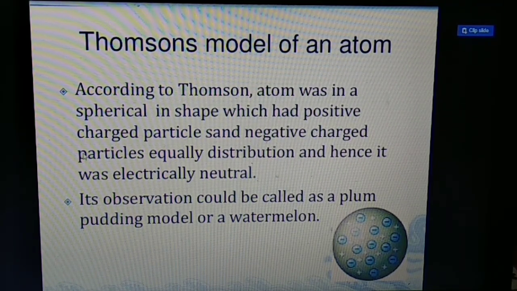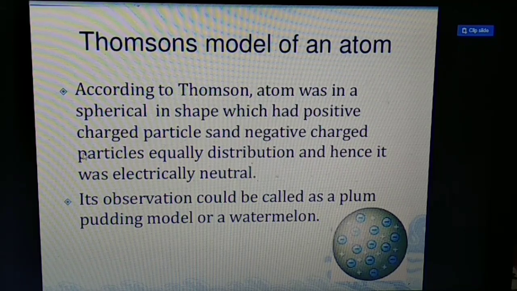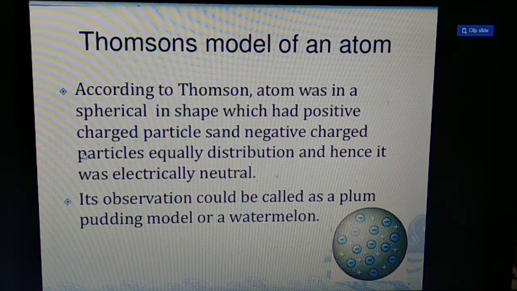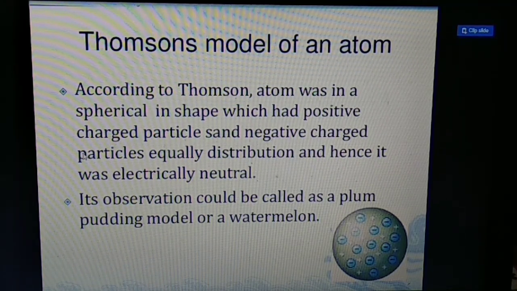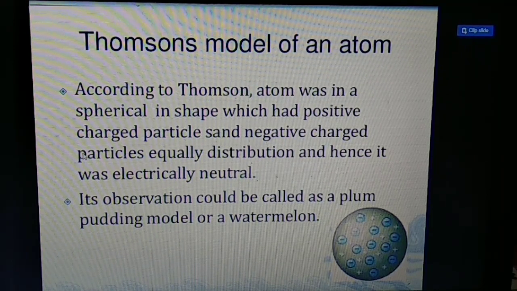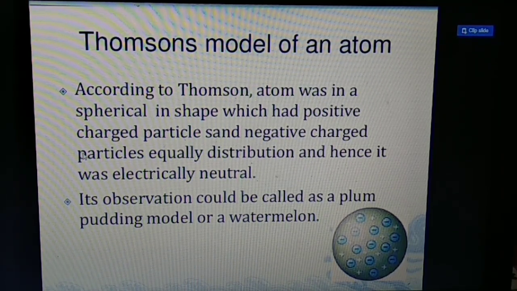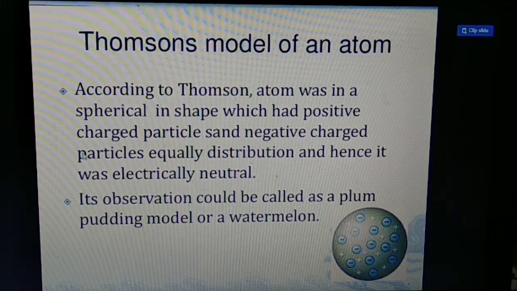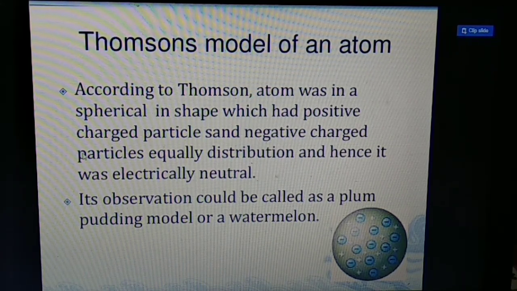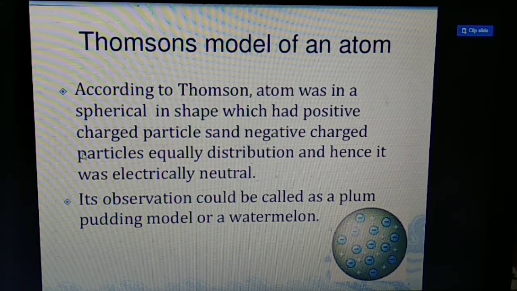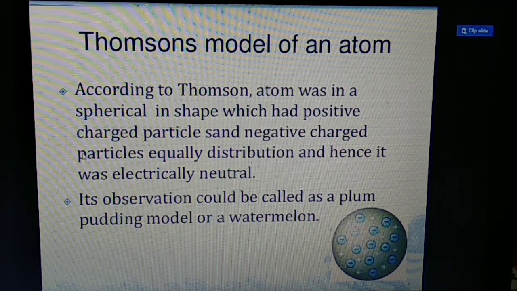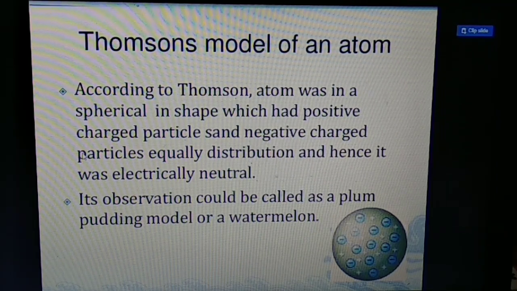According to this model, the atom was spherical in shape, with positively charged particles and negatively charged particles equally distributed, and hence it was electrically neutral. It could be called a plum pudding model or a watermelon model. So in the Thomson model, an atom is a positively charged sphere where electrons are embedded in it.